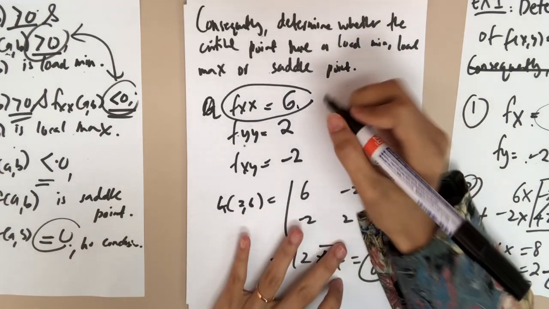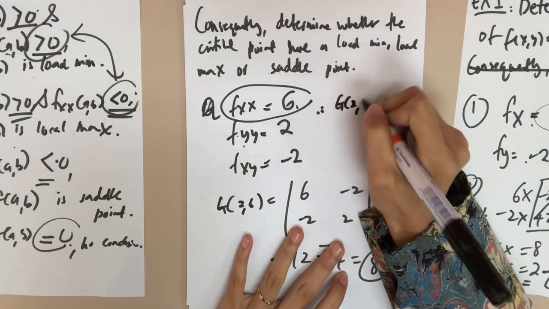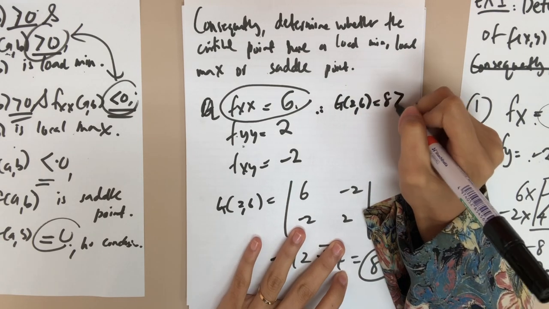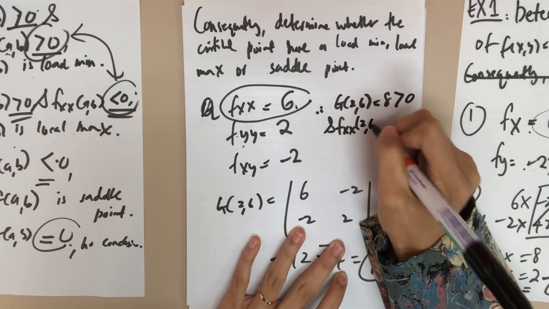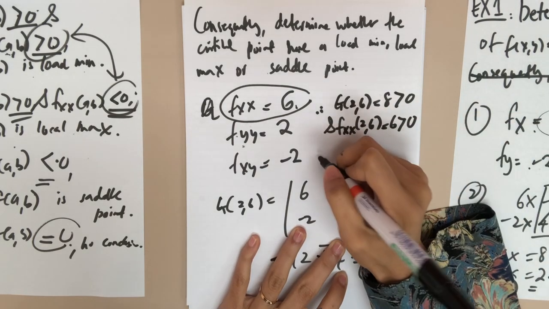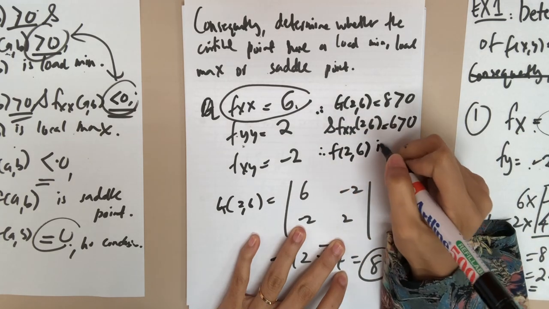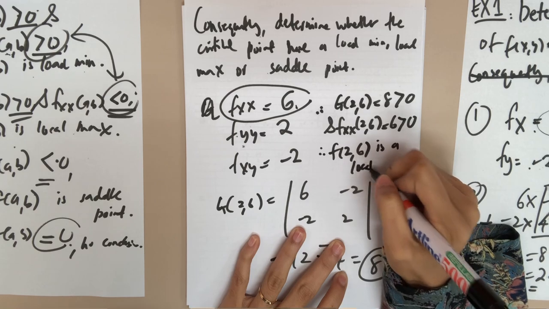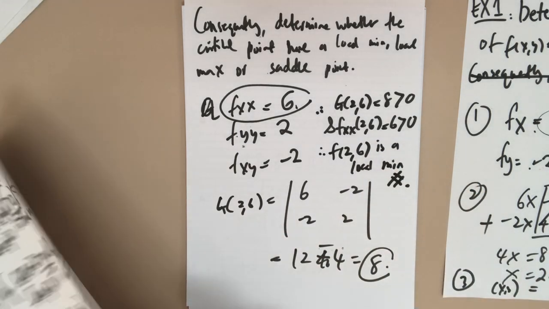So you need to write here, you need to make it a conclusion. Your g(2,6) is equal to 8, which is greater than 0, and your f_xx(2,6) is equal to 6, which is still greater than 0. Therefore, your f(2,6) is a local minimum. So this is the answer.